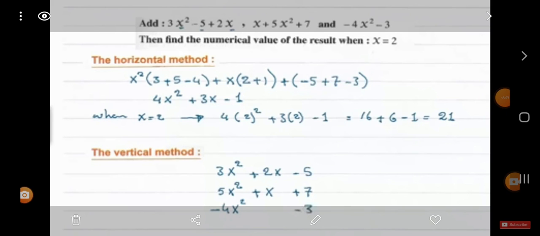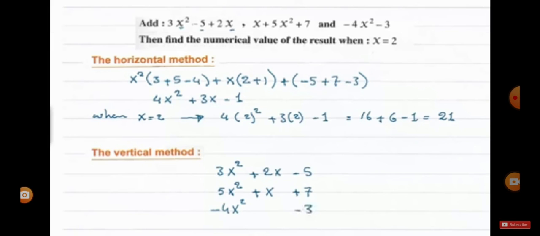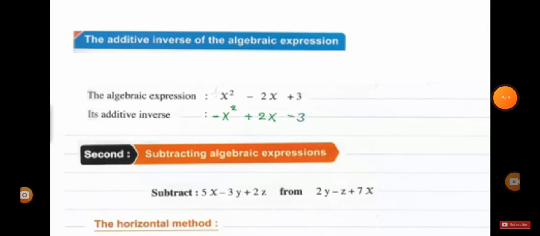Then 5x² + x + 7, arrange the third, −4x² − 3. And I'll get the same result. Now I'm talking about the additive inverse of the algebraic expression.